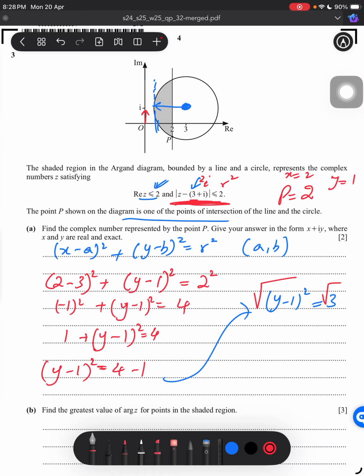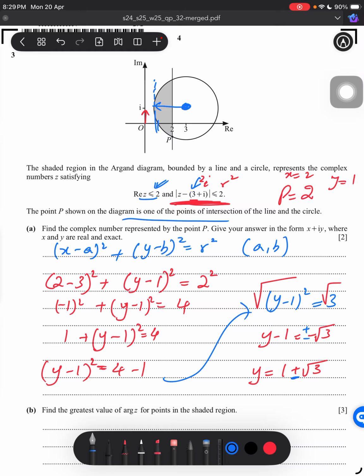Because the root will go off, y minus 1 equals root of 3. If I want the value of y, this 1 shifts over there, giving 1 plus root of 3. That would be the answer, and it would be positive and negative: one value for the positive root and one for the negative.